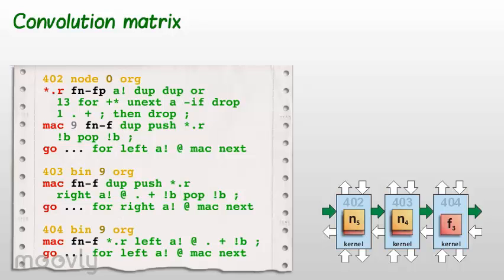Note that the code in node 403 can now continue by sending a pixel value to the node 404, where it is read by the word go. Similarly, node 402 continues by sending its pixel value to node 403. This ends the word MAC in node 402, which returns to the word go, reads a new pixel value, and the whole process starts all over again.